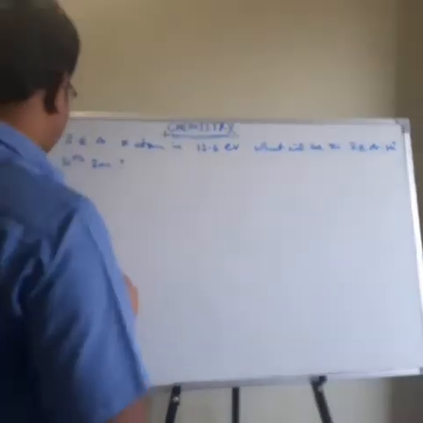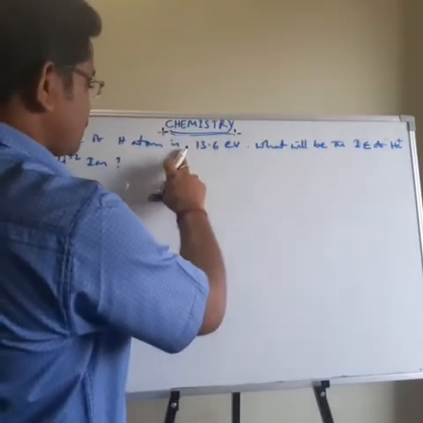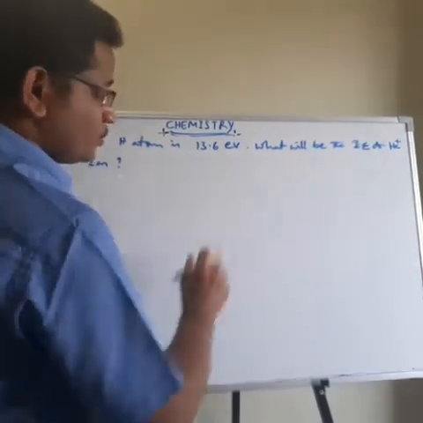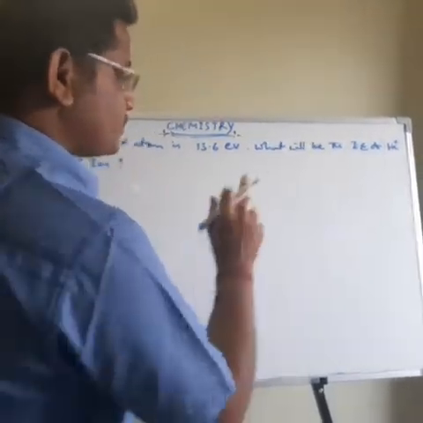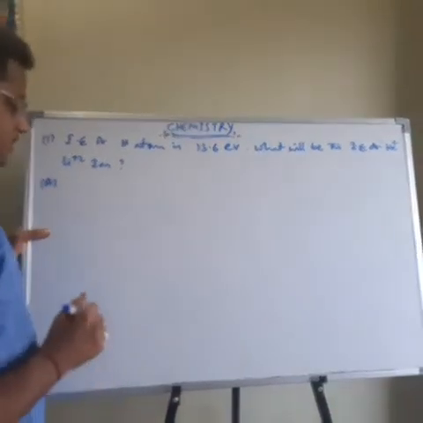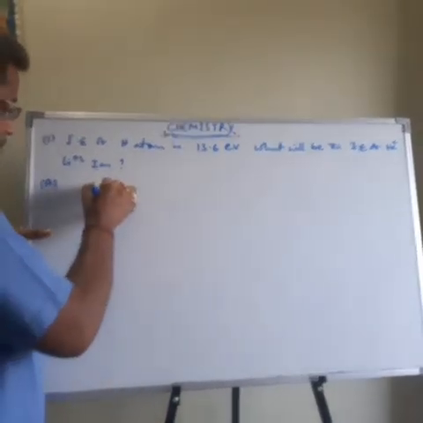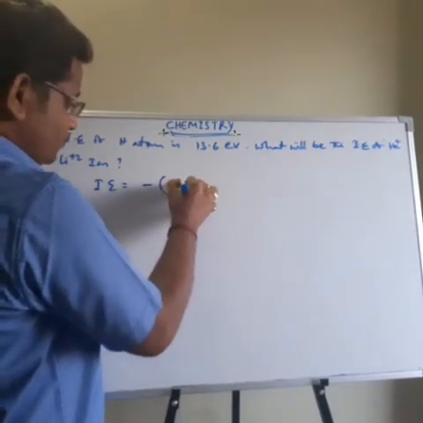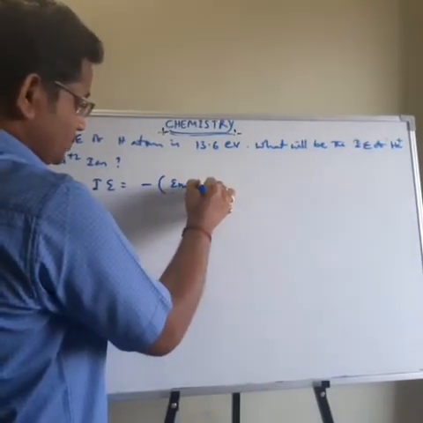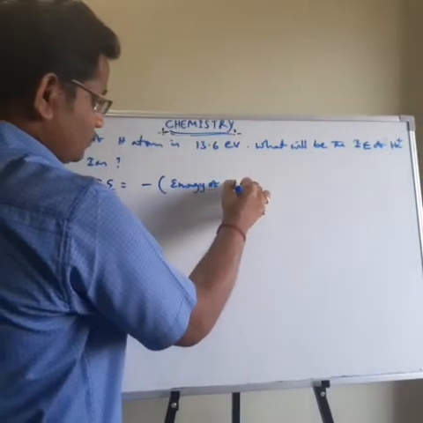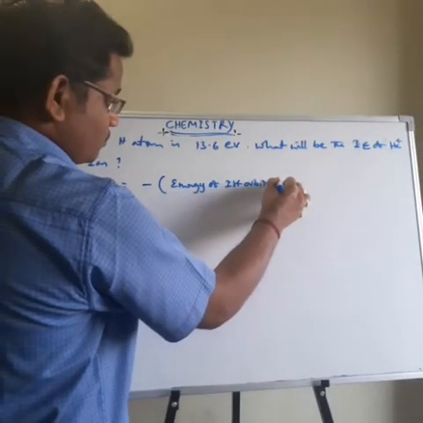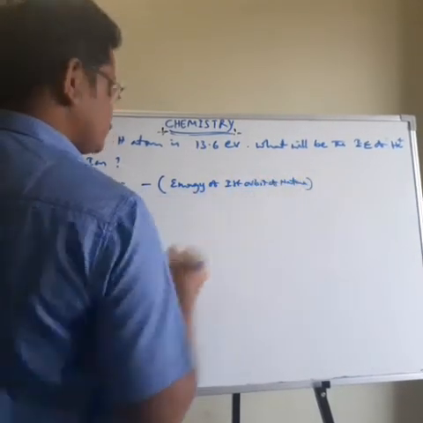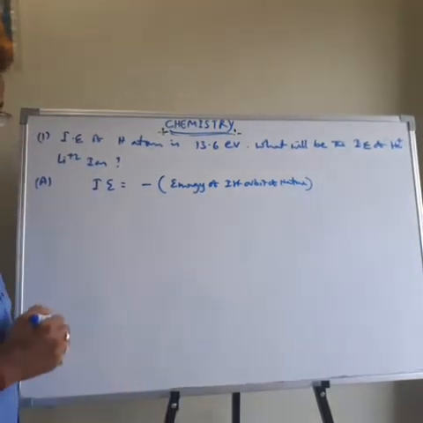See the first question. The ionization energy of hydrogen atom is 13.6 electron volt. What will be the ionization energy of He+ and Li2+ ions? Just now I told the formula. Ionization energy is equal to minus of the energy of the first orbit, the energy of the first orbit of hydrogen atom. So that is the ionization energy.